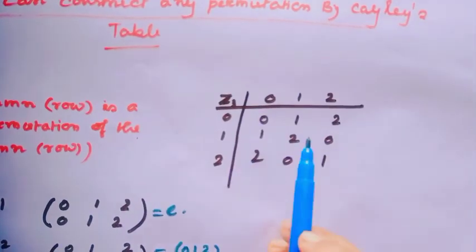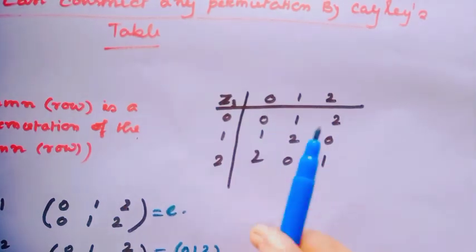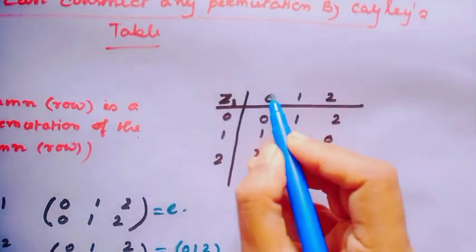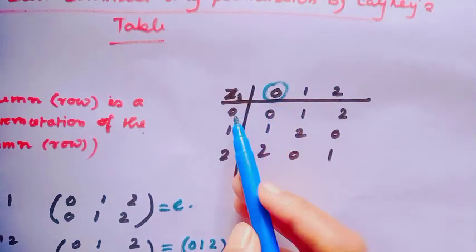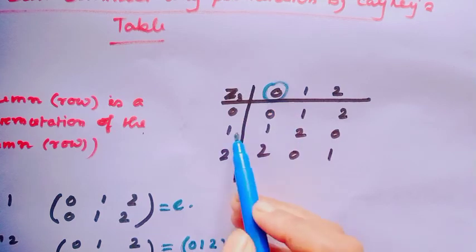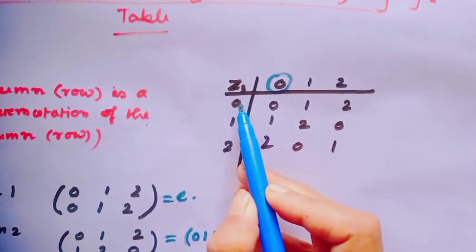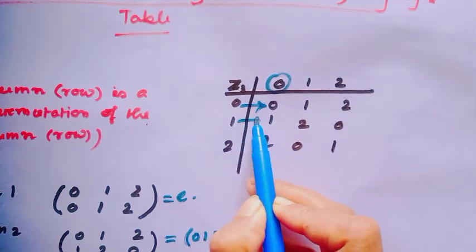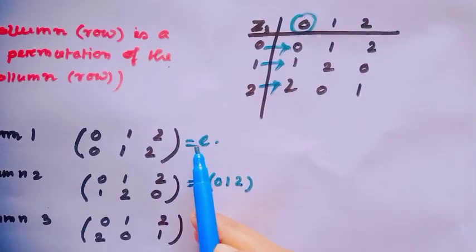This is the Cayley table. Here the rule is, look, the first element of the column is 0 and it is permuted with the first row: 0 plus 0 equals 0, 0 plus 1 equals 1 and 0 plus 2 equals 2. This is the permutation. 0 sends to 0, 1 sends to 1, 2 sends to 2. And this is actually the identity permutation.